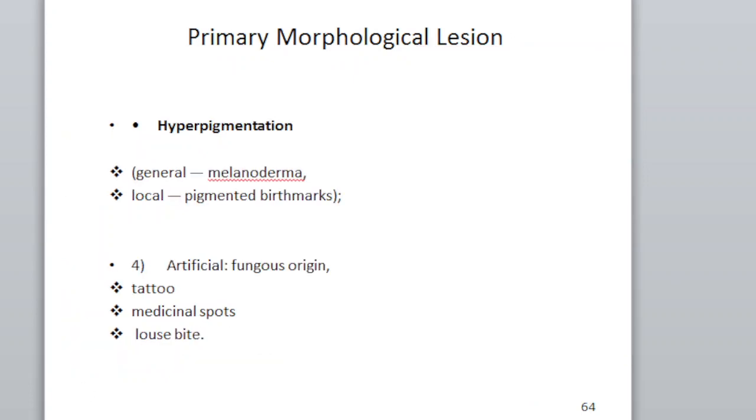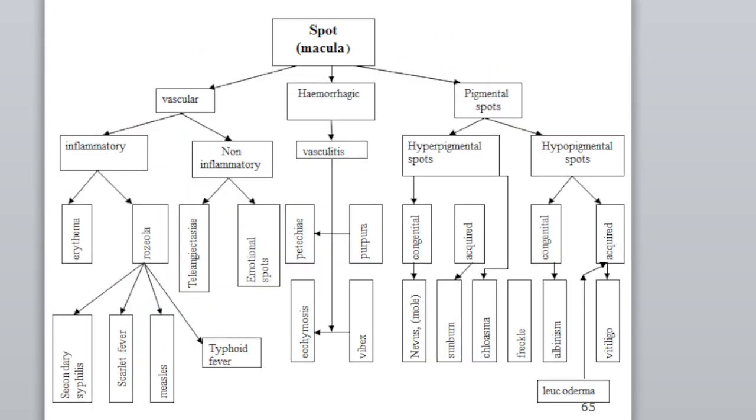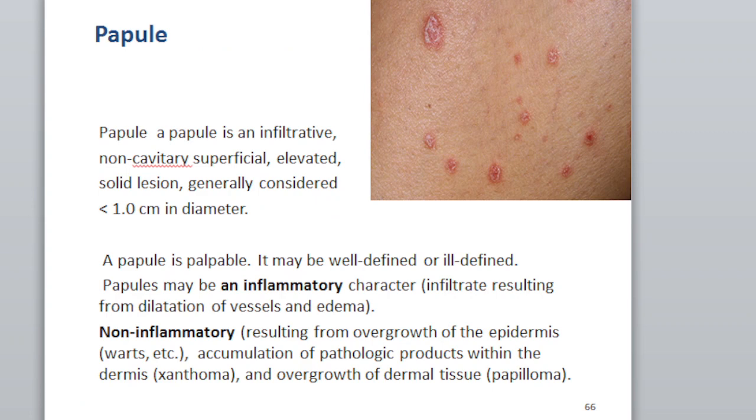Hyperpigmentation. General: melanoderma. Local: pigmented birthmarks. 4. Artificial, of external origin: tattoo, medicinal spots, louse bite. Next slide.